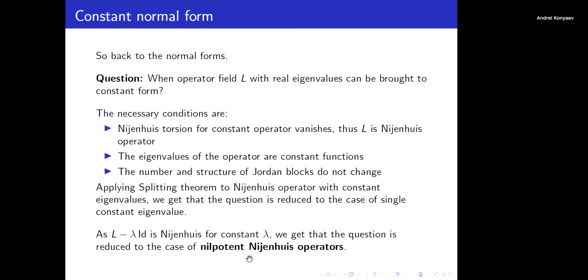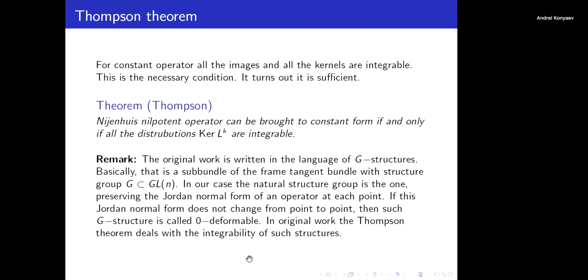And if we look at the conditions 2 and 3, we replace them for the nilpotent operator, right? So we have the Nijenhuis torsion vanishes, we have a nilpotent operator, and we add the fourth condition. We say that, well, okay, let's for our kernels, let them be integrable. And it turns out that this condition is already not only necessary but sufficient. This is the exact idea of Thompson's theorem. So a Nijenhuis nilpotent operator can be brought to constant form if and only if all the distributions kernel L^k for different k's are integrable. That is the theorem. It's really nice.